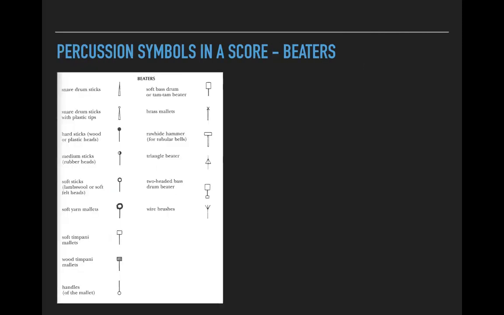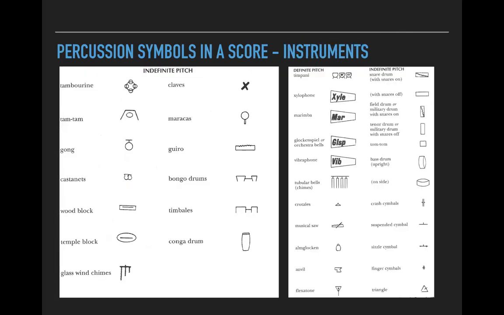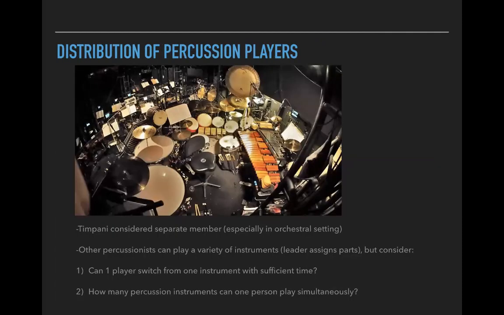Okay, so we don't have to get too much into beaters, but just know that it is possible to call for different kinds of beaters, different kinds of sticks. These are different cymbals that are shown to represent various aspects of percussion. Again, you don't have to use all of these. This is really dependent on what your aim is. And lastly, timpani players are considered separate members from the percussion section. So make sure you know that in general, they're not going to play other instruments. They're not playing auxiliary percussion or mallet percussion. Just think of that as the timpanist. That is their role. Other percussionists can play a variety of instruments.